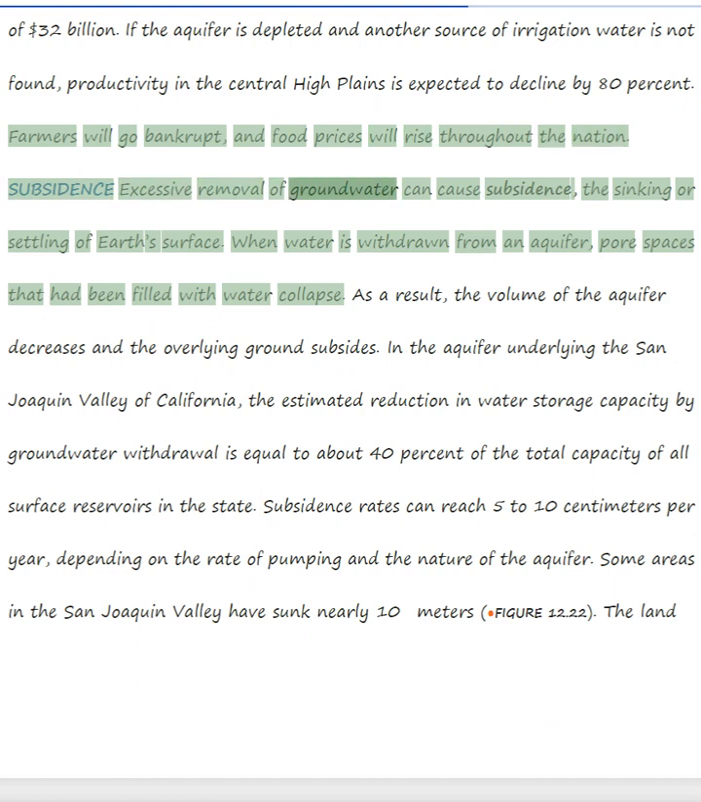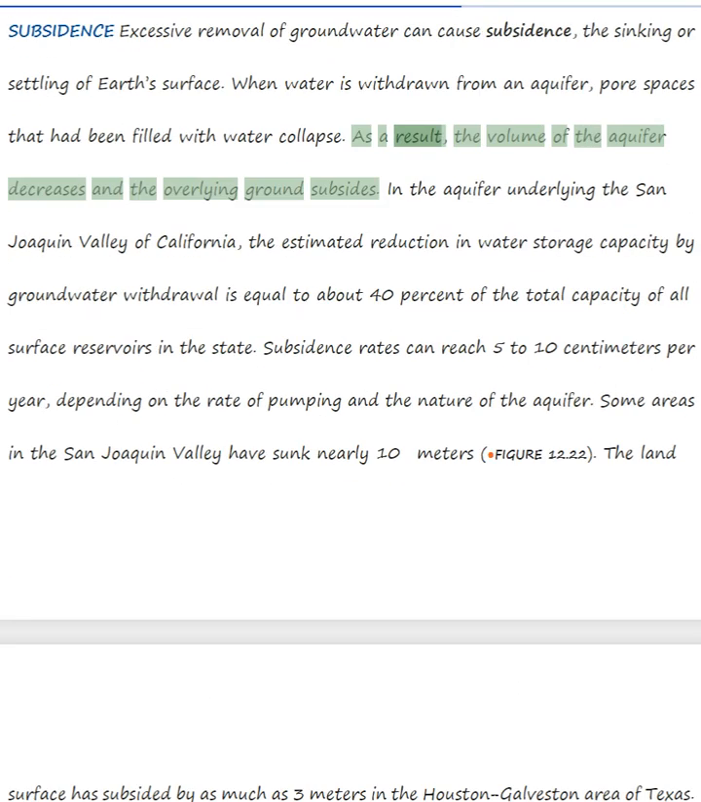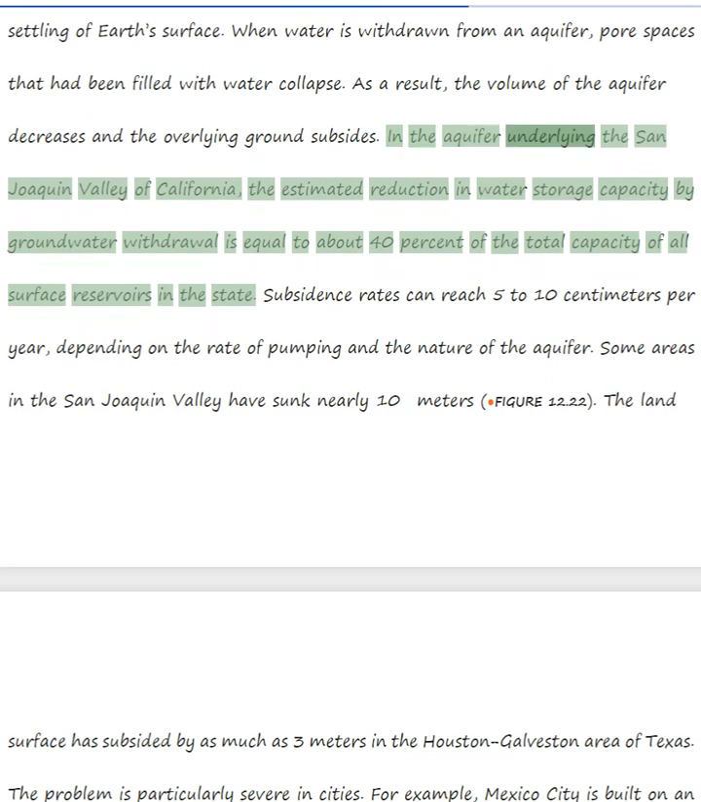Subsidence. Excessive removal of groundwater can cause subsidence, the sinking or settling of Earth's surface. When water is withdrawn from an aquifer, pore spaces that had been filled with water collapse. As a result, the volume of the aquifer decreases and the overlying ground subsides. In the aquifer underlying the San Joaquin Valley of California, the estimated reduction in water storage capacity by groundwater withdrawal is equal to about 40% of the total capacity of all surface reservoirs in the state.